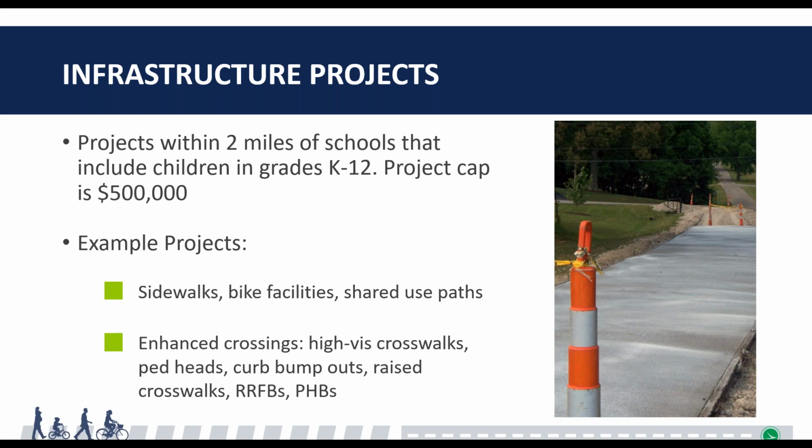I'm going to do a quick run through of each of the different applications. Starting with our infrastructure application, these can be projects within 2 miles of schools that include kids in grades K through 12. The project cap this year is $500,000. This represents a small increase from previous years. Previously, it was $400,000. Examples include sidewalks, bicycle facilities, shared use paths, as well as enhanced crossings, things like high visibility crosswalks, pedestrian countdown timers, curb bump outs, raised crosswalks, rectangular rapid flashing beacons, and pedestrian hybrid beacons. These are all examples of facilities that would serve students in getting to school safely and comfortably.